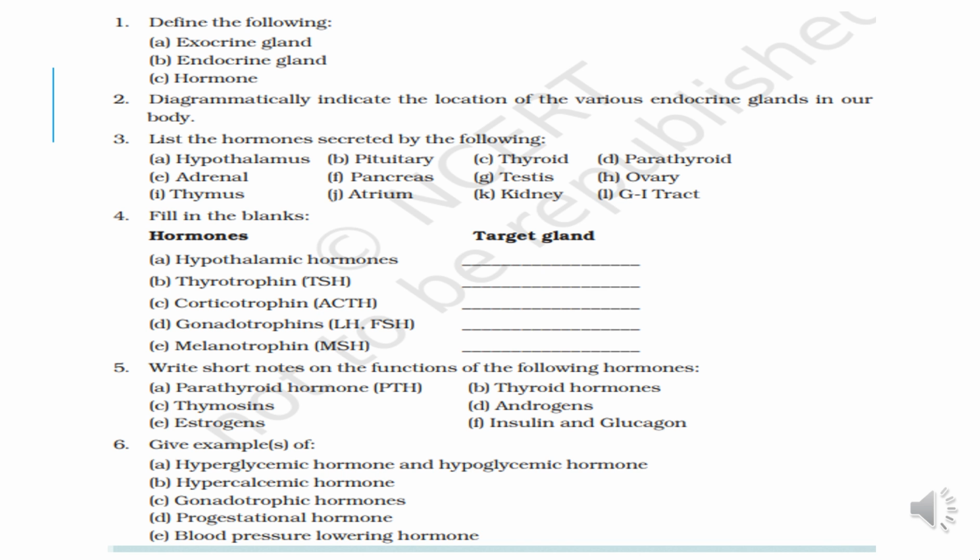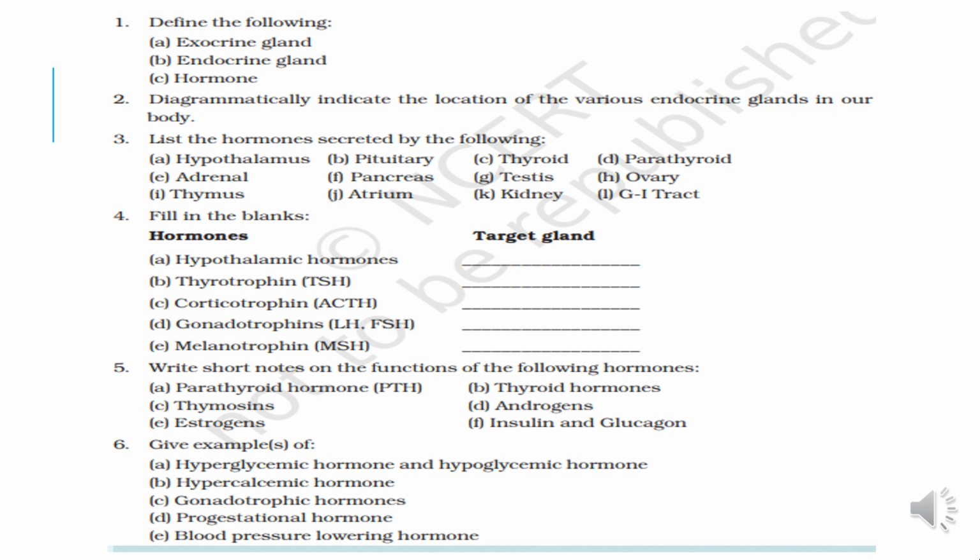So next is what is hormone. Hormones are basically informational molecules secreted by endocrine glands in one part of the body in response to changes in external or internal environment and carried by blood to another part where they stimulate or inhibit specific physiological processes.